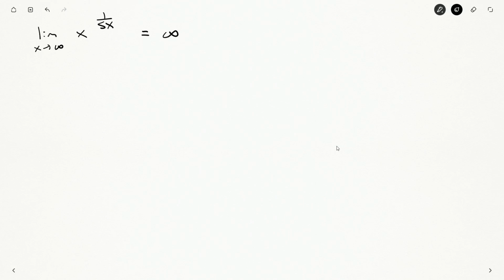The x would go to infinity. The 1 over 5x would go to 1 over 5 times infinity, and that's roughly infinity to the 0. And this is a L'Hopital's rule situation. So we'll say L'Hopital's rule will eventually apply.